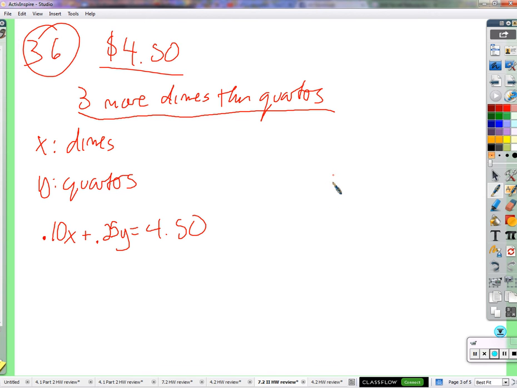Let's say that she has 4 quarters. How many dimes does she have? 3 more than 4. How many? So that would be 7. Okay. Let's say she has 12 quarters. How many dimes would she have? 15 dimes. Okay, let's go the other way. What if she has 20 dimes? How many quarters would she have?